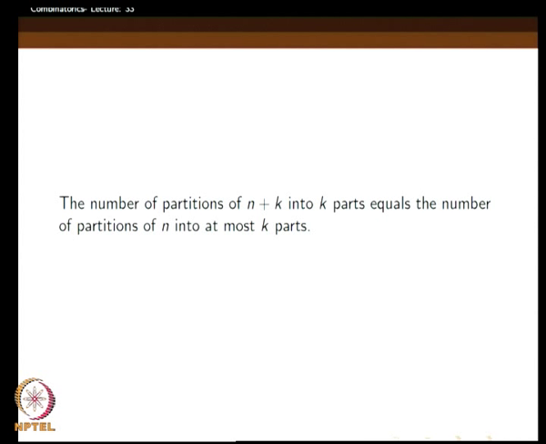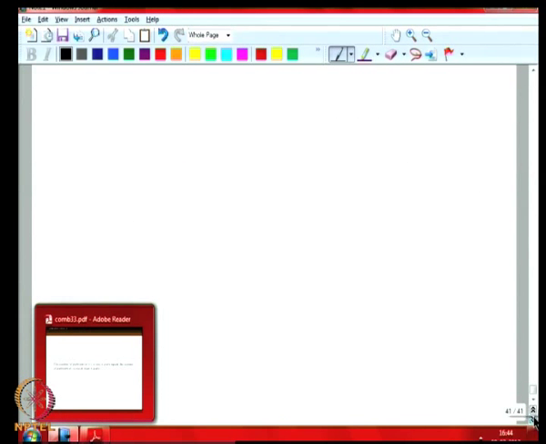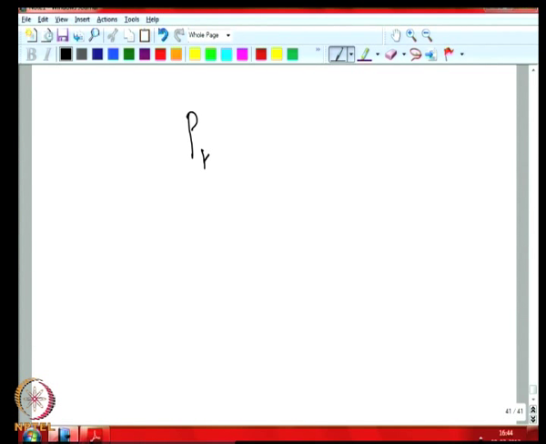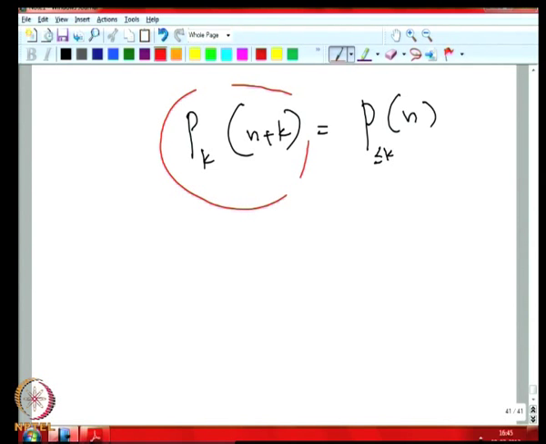The number of partitions of n plus k into k parts equals the number of partitions of n into at most k parts. So, it is like p_k of n plus k, the number of partitions of n plus k into exactly k parts, is equal to the number of partitions of n into at most k parts. How do we do that? So, we consider the set of partitions of n plus k first. We will show a bijection to the set of partitions of n into at most k parts.